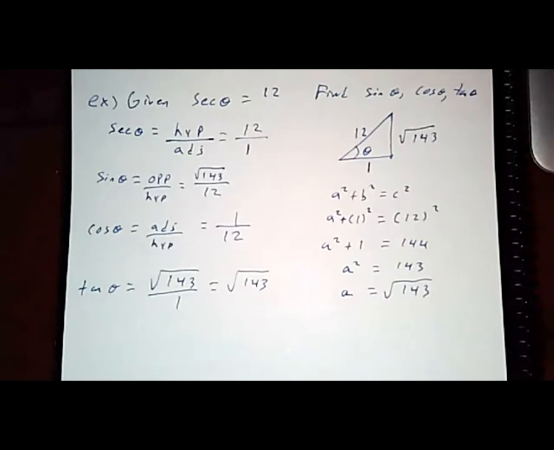Jack, for secant of theta, like how it says hypotenuse over adjacent, that's because we have 12, so we're just saying 12 over 1. Yeah, because there's always a 1 down there. And since it needs to be a ratio, because all trig functions are ratios, you have to put the 1. Okay, gotcha.